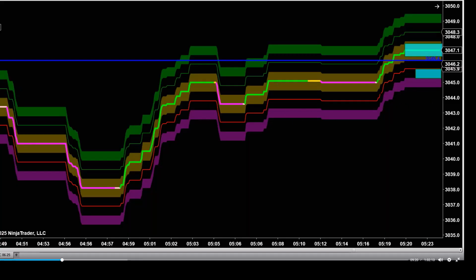So a lot of our traders will actually put a stop at line 0. Now from mid-band to line 0 is pretty huge. That's 6, 6, 6, and 6. That's 24 ticks, and that's a lot.